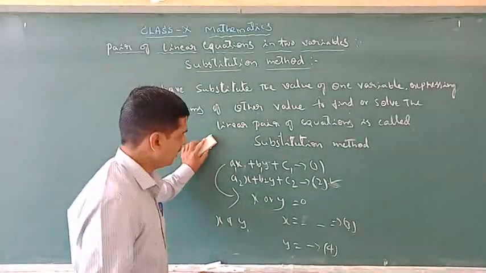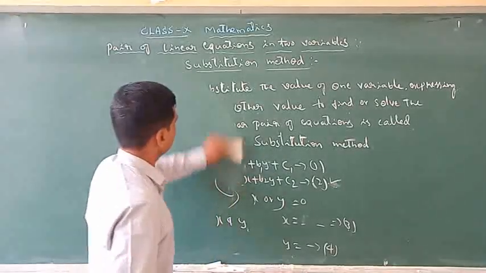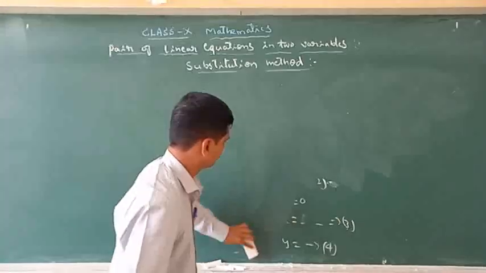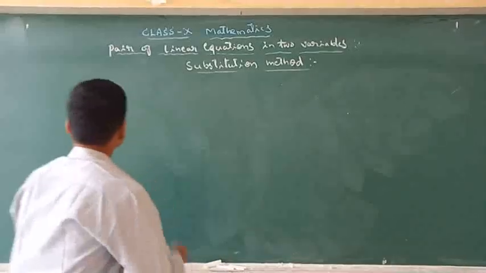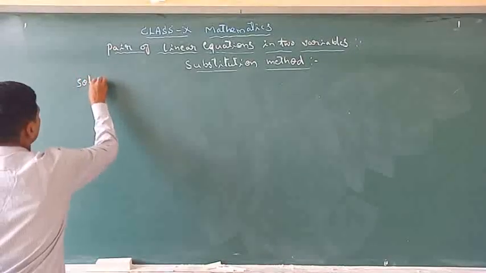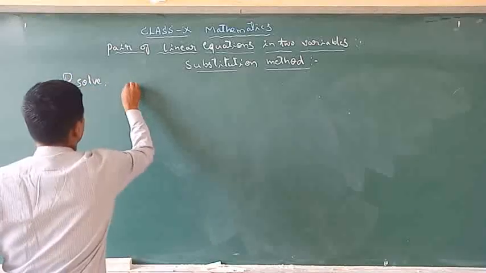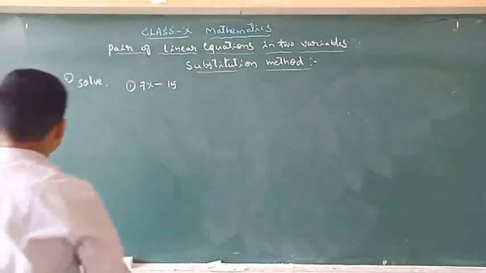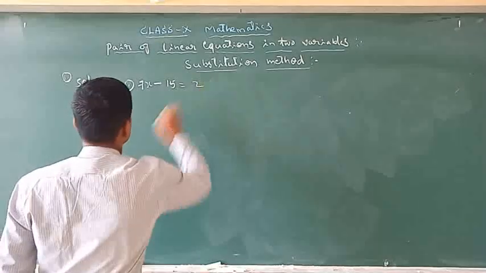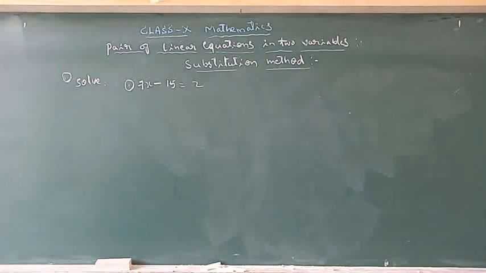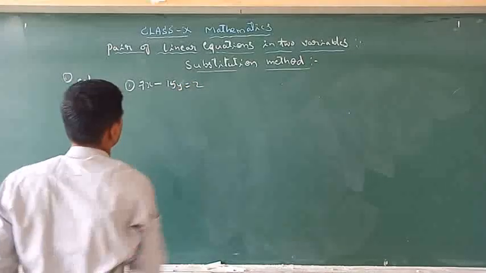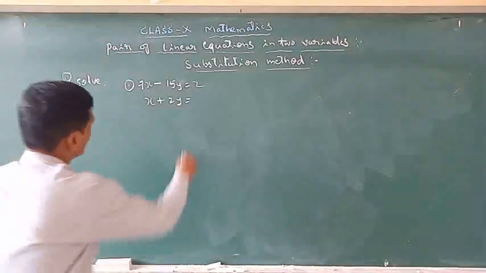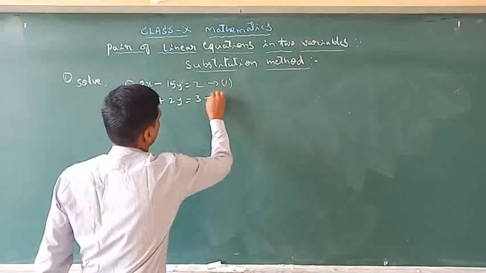Now I want to take one example, other than this general form. So let us take an example. Consider 7x minus 15y equal to 2, okay, 7x minus 15y is equal to 2. Next, x plus 2y is equal to 3. Call it number 1 and number 2.